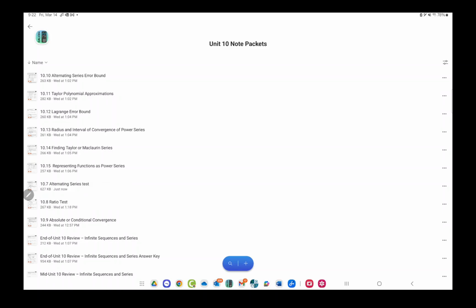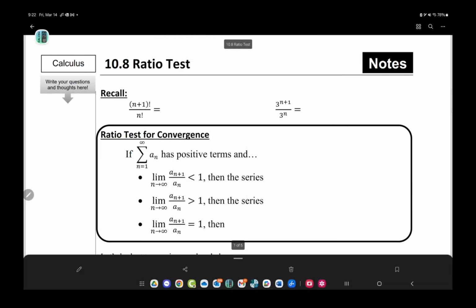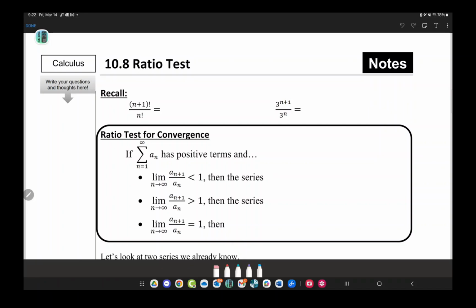So today we're going over ratio tests. Now, do you remember these? What's 5 factorial? 5 times 4 times 3 times 2 times 1. So that is 5 factorial. So remember factorials, right?